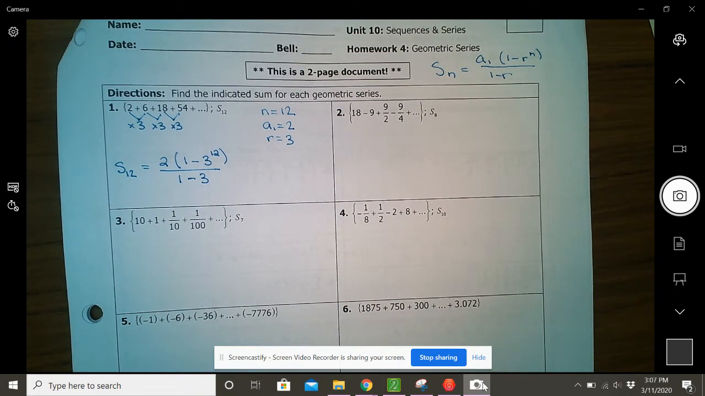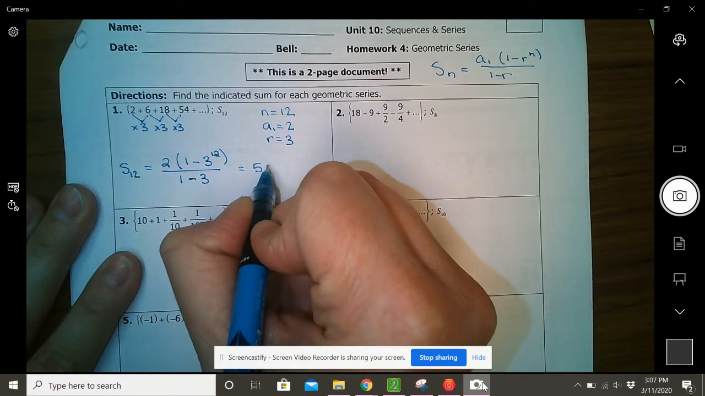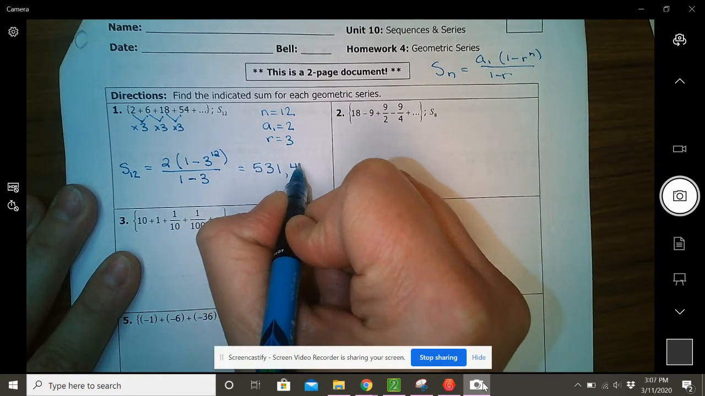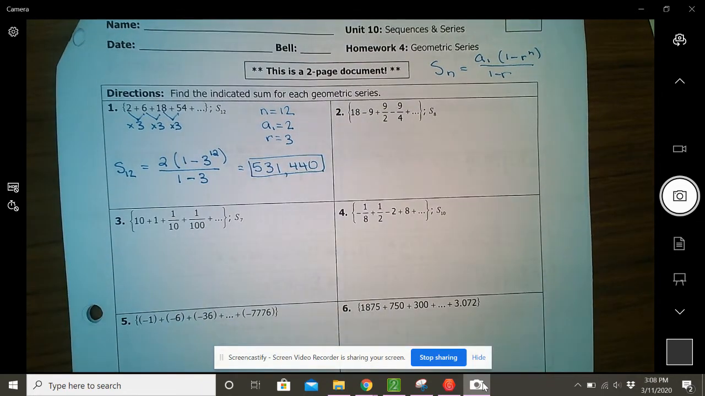And from here, I highly suggest being very confident at Desmos. I feel like my teaching video showed you how to input all this into Desmos, but if you're having any problems with that, ask somebody. You should get a final summation of 531,440 if you're plugging that in correctly.